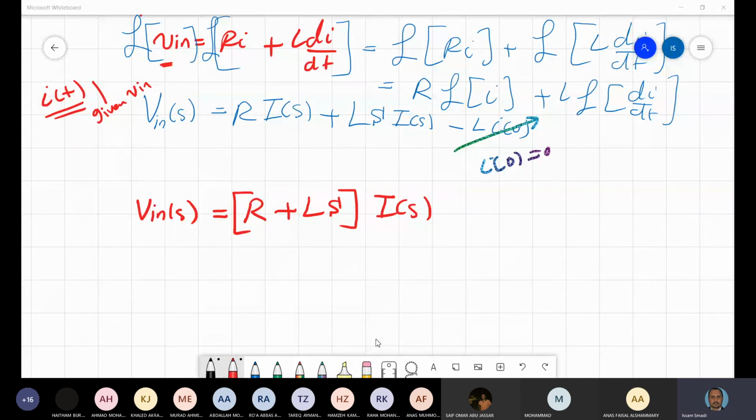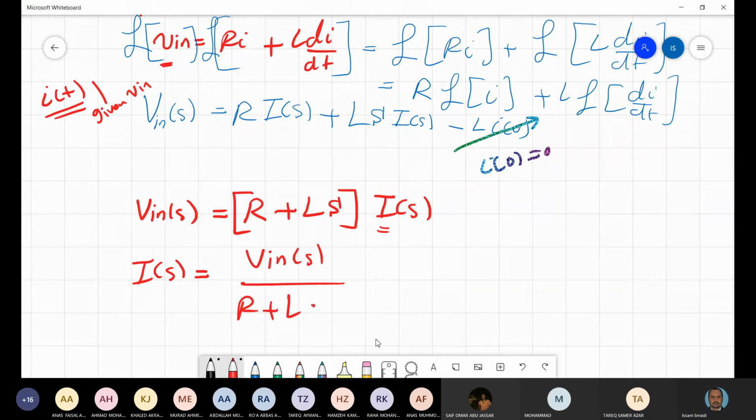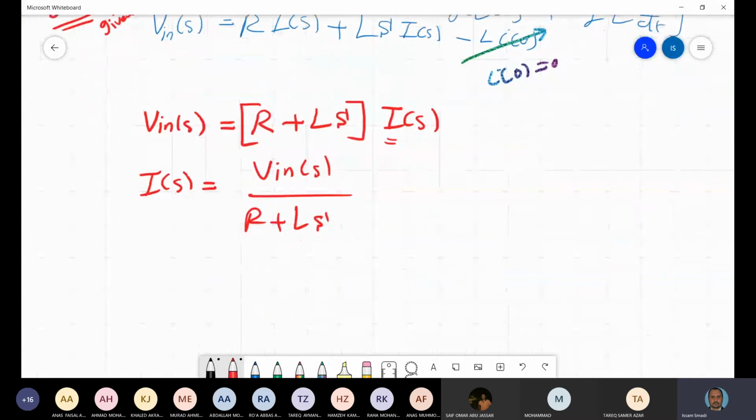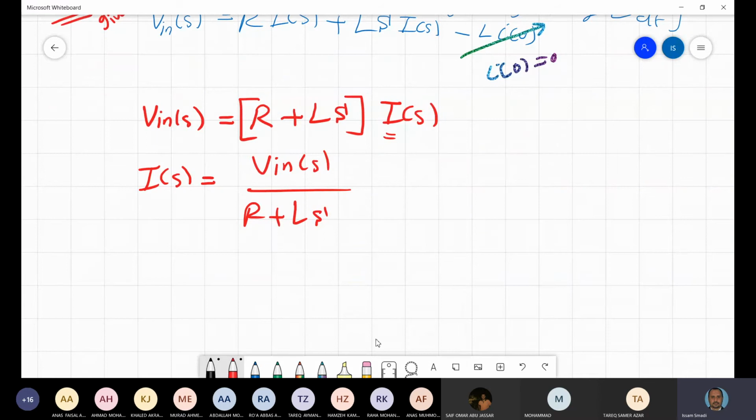Tariq Samer, yes doctor. Can you solve this equation with respect to I of s? Can you give me I of s equals what? It is Vn of s over R plus Ls. You see how easy it is? Correct? So simply here I'm having a solution in terms of Laplace, which is very straightforward. Why? Because dealing in algebraical equation or solving algebraical equation is more easier than solving differential equation.